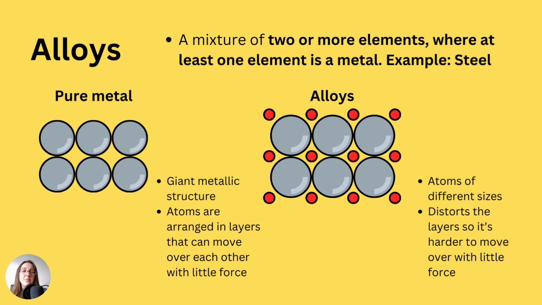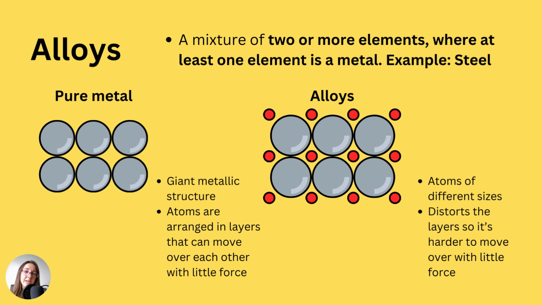So often we have to mix these pure metals with another element or another metal, and this actually increases the hard wearing nature of that object. So we call these alloys. So, for example, steel, we use steel in industry or in everyday objects because it's very hard wearing.